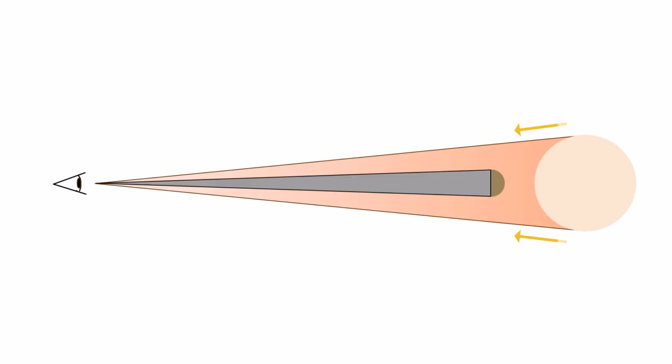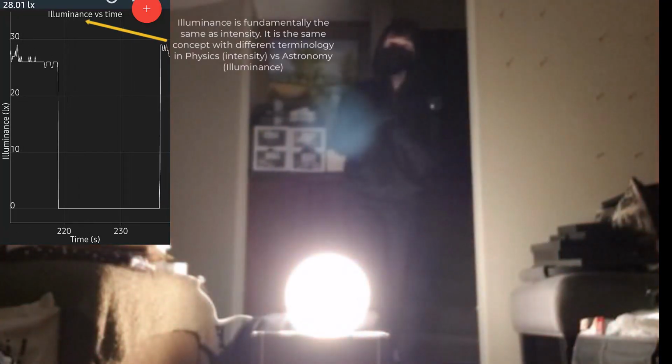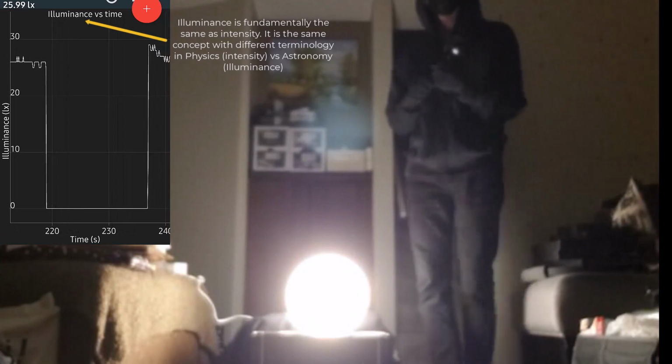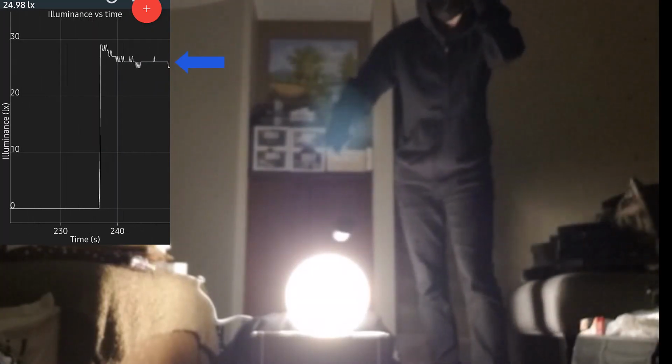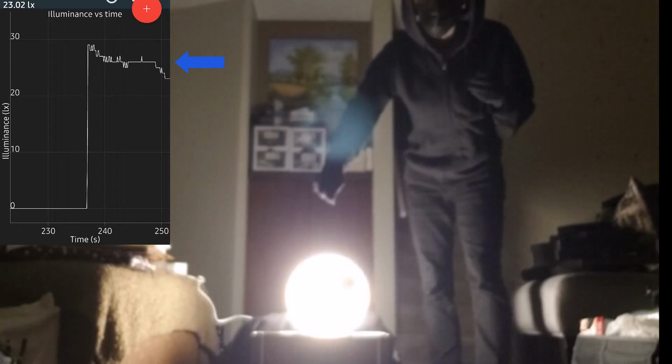But when an exoplanet passes between us and the star, some of the light is blocked and the intensity we measure decreases. And it's this decrease in intensity that allows us to discover exoplanets. And so, to give an example, here we can see a star, and here we can see a planet. And when I hold the planet in front of the star, you can see that the intensity decreases from 26 lux to about 23 lux.